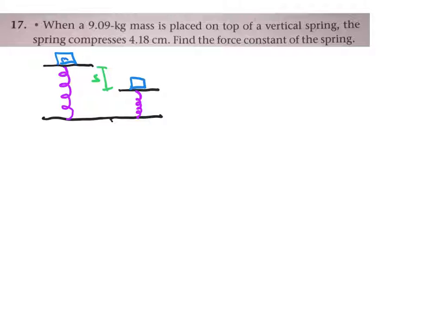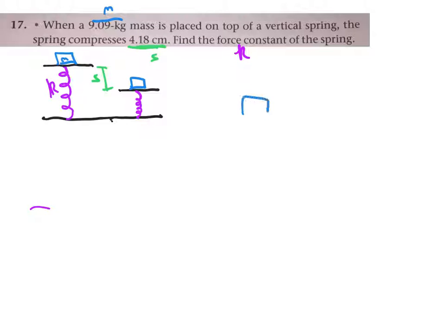In this case, we have that S is 4.18 centimeters, and M is 9.09, and what we're looking for is the spring constant K, the force constant. We assume that it lowers gracefully. If you were to just release it, it actually would overshoot, and we wouldn't know what this compression is, but we're really saying that to support this mass, the spring must be compressed this distance.